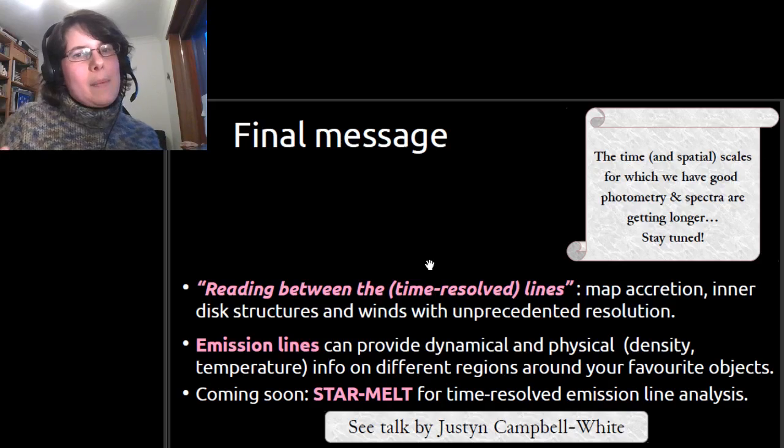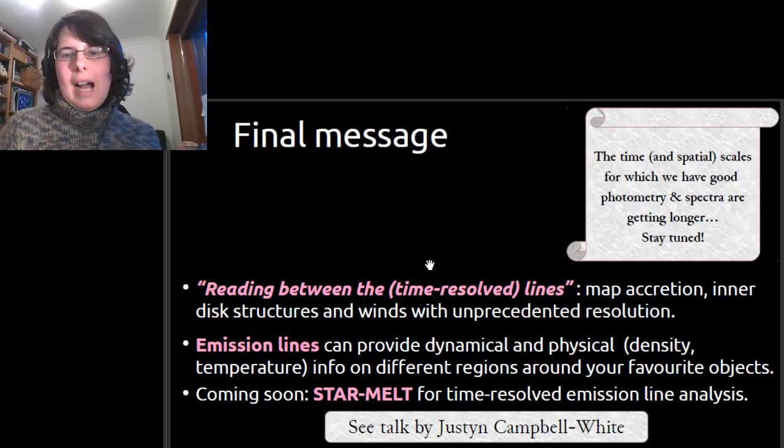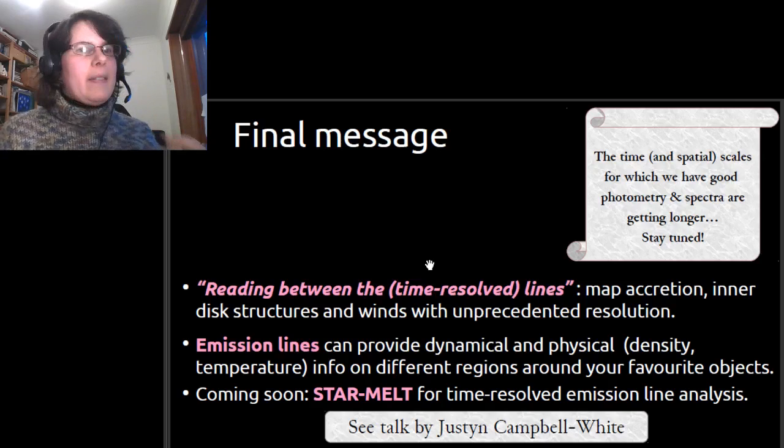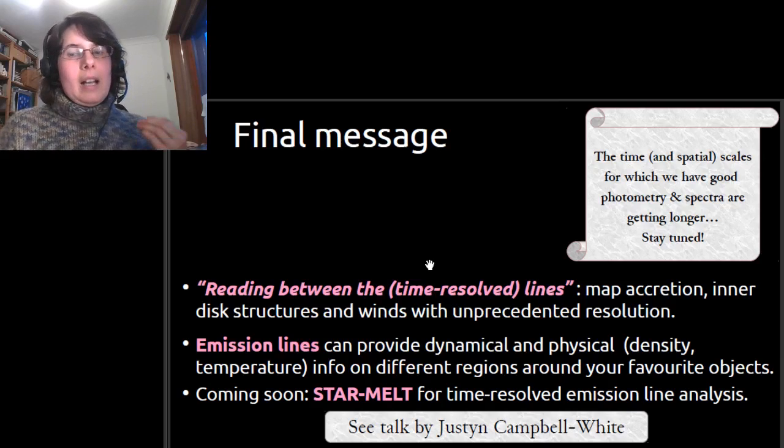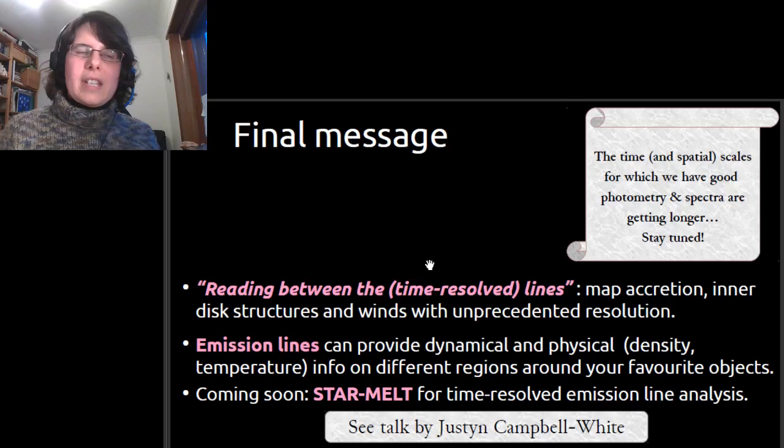So with this, I'm coming to the end of my talk, and my final messages are that emission lines are an extremely powerful method to map the inner structure of young stars, their accretion, their winds, the different wind components, the structure of the disk, how they are evolving with time, and to get an idea of what is happening there with unprecedented resolution. They can also provide information on the physical properties, density, temperature, and it doesn't need to be applied just to young stars. It could be also applied to other sort of objects.